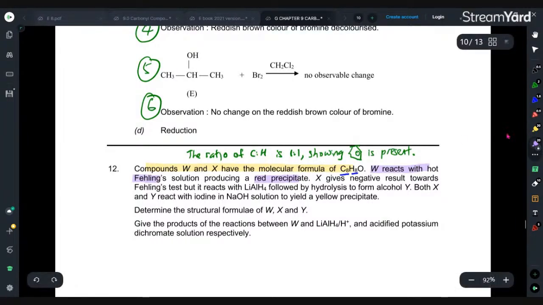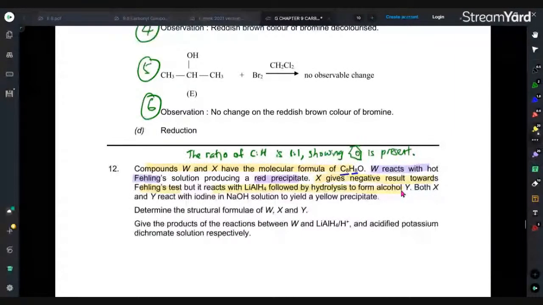Okay. Next sentence. X gives a negative result towards the Fehling test, but it reacts with lithium aluminium hydride followed by hydrolysis to form alcohol. Because X gives a negative result towards Fehling, this compound is a ketone. It gives a negative result and it undergoes reduction. Lithium aluminium hydride followed by hydrolysis is one of the reducing agents, so it will reduce to form alcohol. So X is a ketone compound.